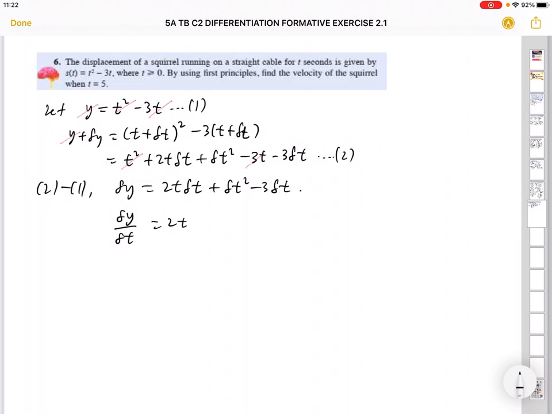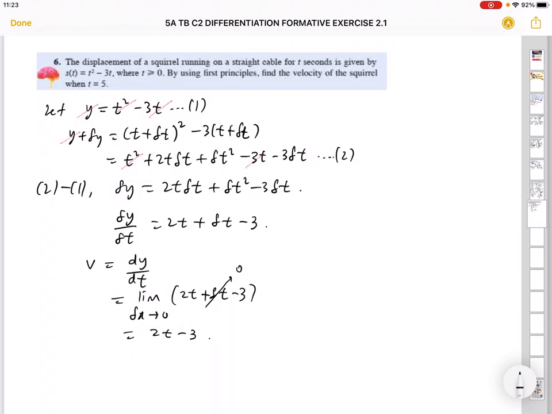Now, what is velocity? Velocity is the rate of change of the displacement, in this case delta y over delta t. So v is dy/dt, which is the limit of delta t approaching 0 of delta y over delta t. We replace delta t with 0, and your answer is 2t minus 3. Because the question says use the first principle, we have to do that. And we're finding the velocity when t is 5, so we substitute t with 5. You get 2 times 5 minus 3. 2 times 5 is 10, 10 minus 3 is 7 meters per second.